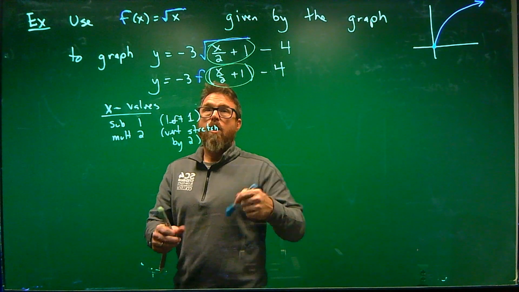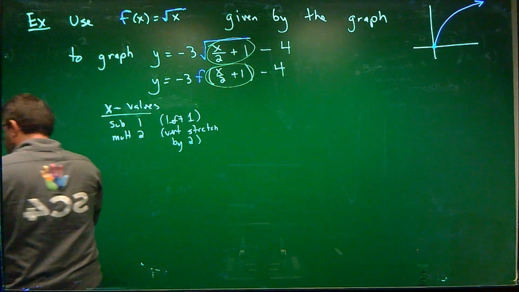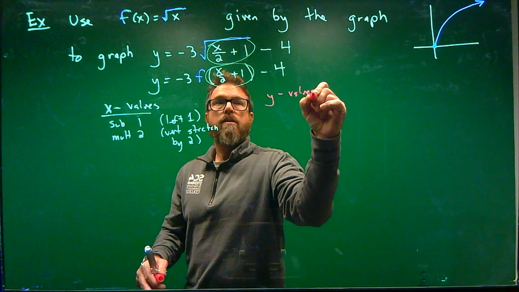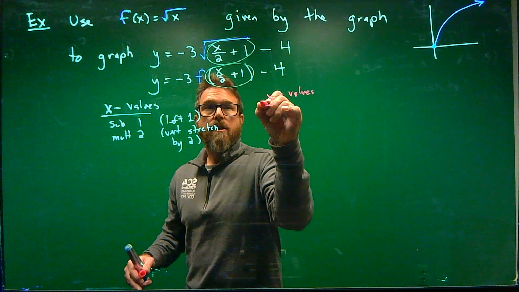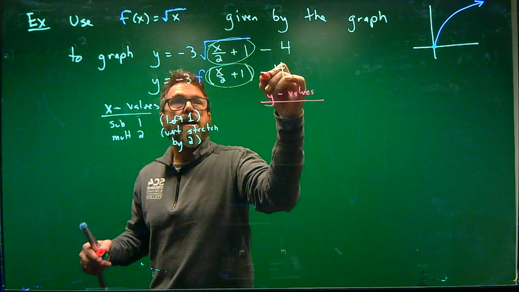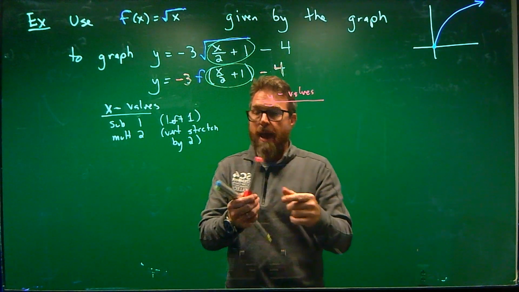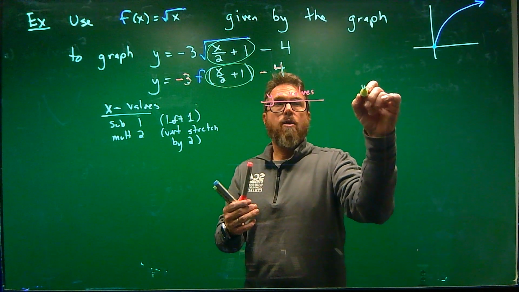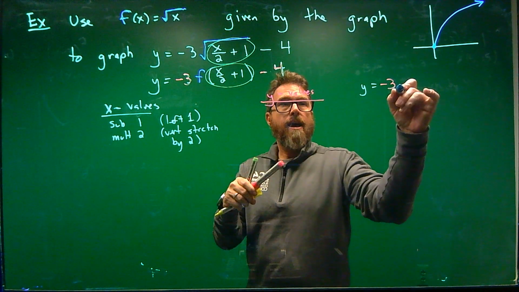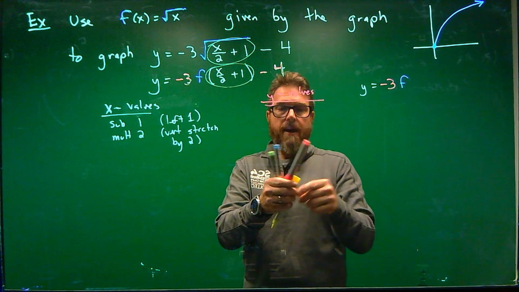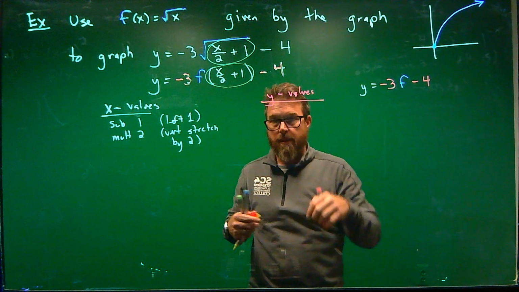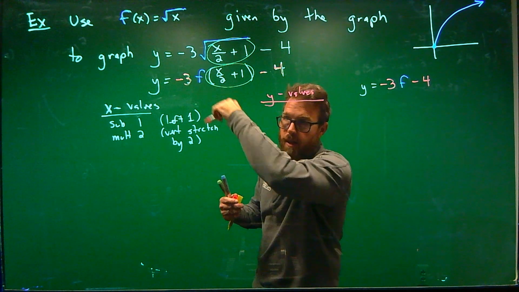Now for your y coordinates, the y values, we know that these are done through manipulations on the y, which are going to be this minus 3 and this minus 4. Now remember what we have is something of this form: y is equal to minus 3 f minus 4. And I'm not worried about the inside because these are going to be the manipulations on the y coordinates. I've already done the x coordinates.